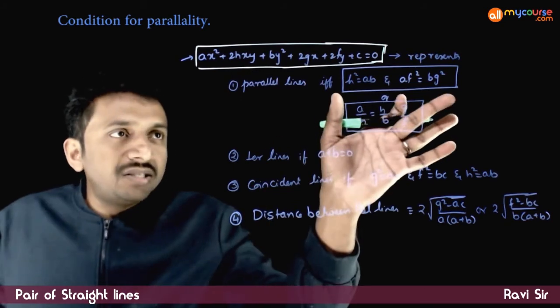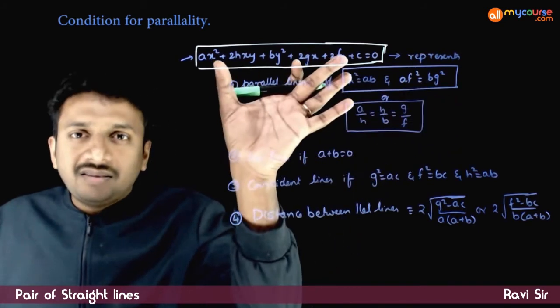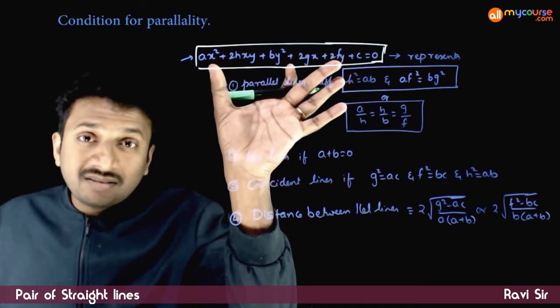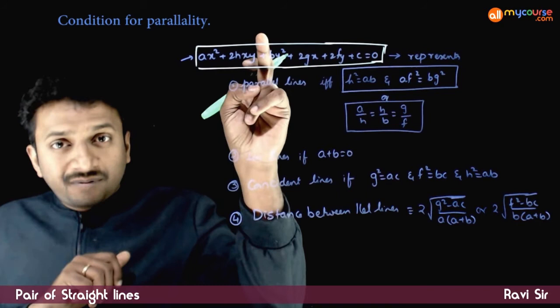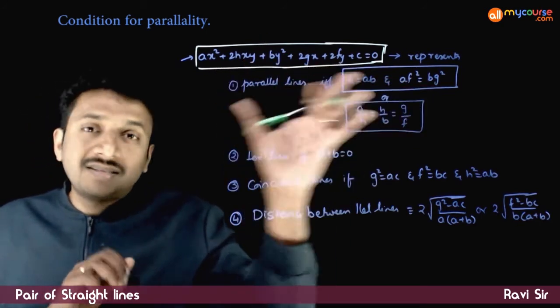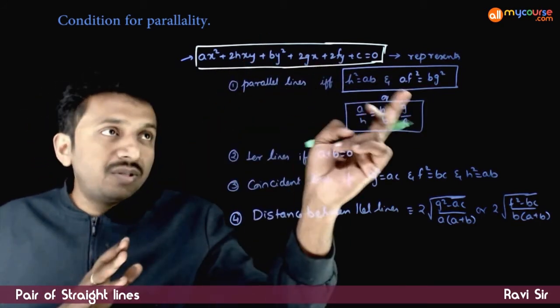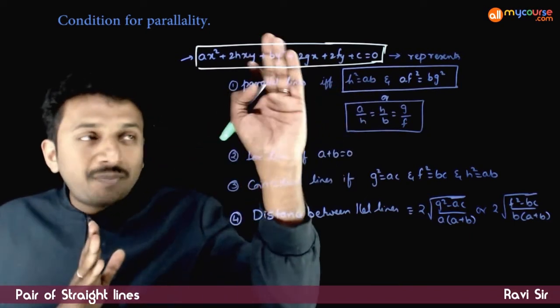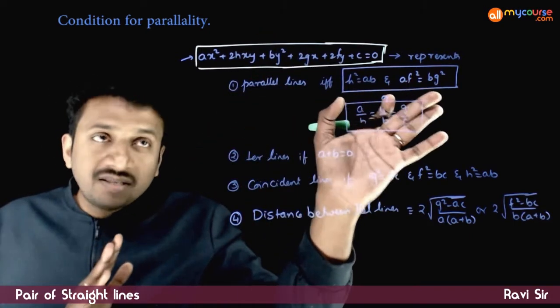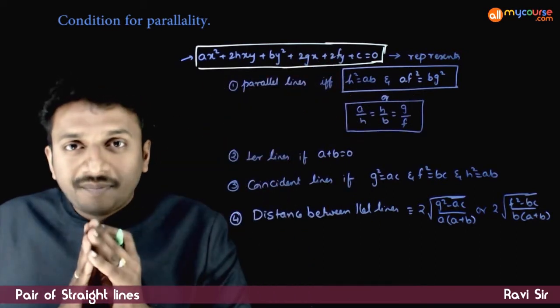If these two conditions are valid, then this pair of lines represents two parallel lines, and if this represents two parallel lines, then these conditions are valid. So these conditions are valid in both directions. If the lines are parallel, then this will be valid. If this is valid, then the lines will be parallel.